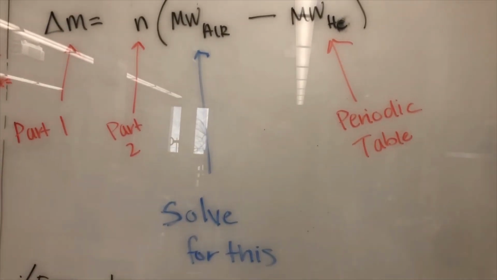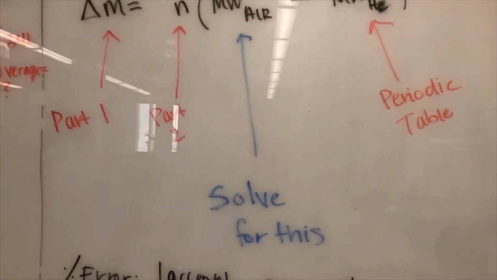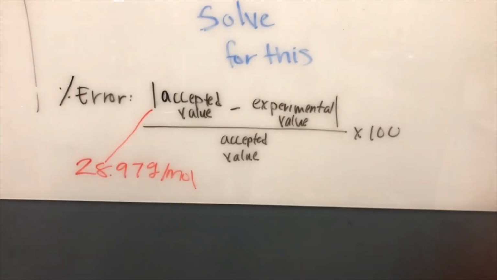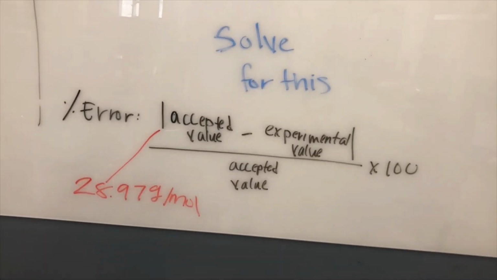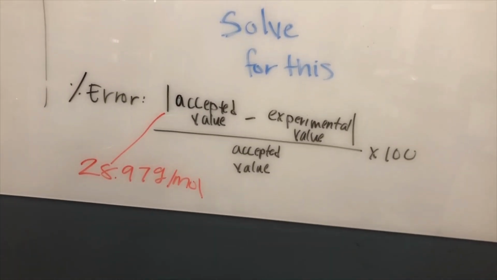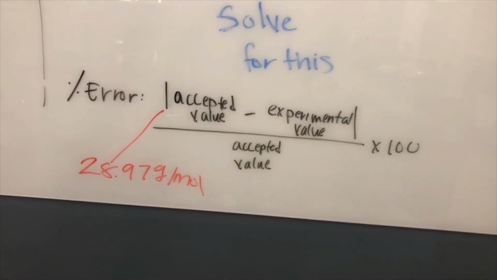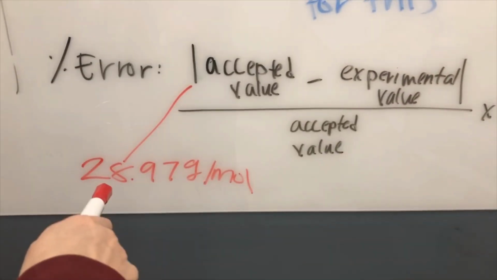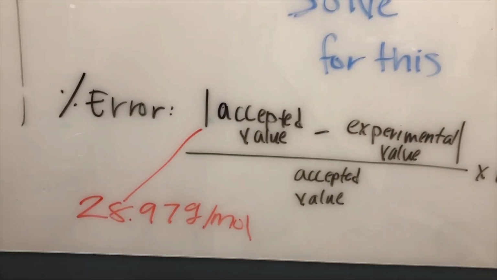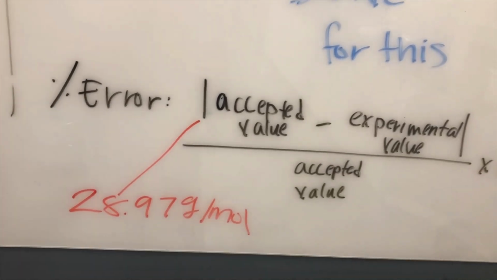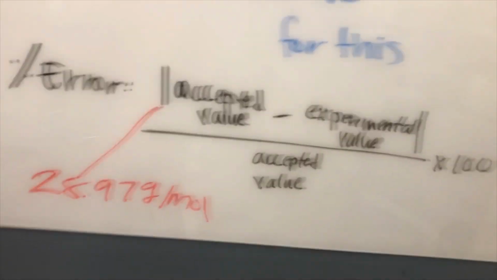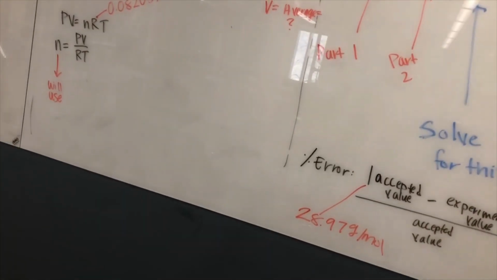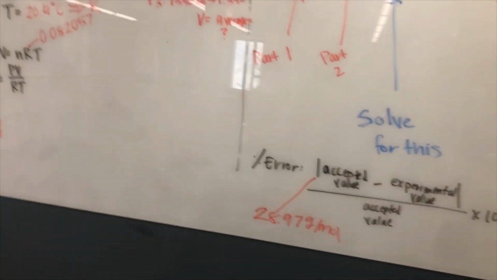Now, before you exit out of this, there's one more equation that you need to do, which is the percent error. So percent error is the accepted value minus the experimental value, all divided by the accepted value, times 100. And I will give you the accepted value. The accepted value for the molecular weight of air is 28.97 grams per mole. So that's how you do the molecular weight of air experiment.